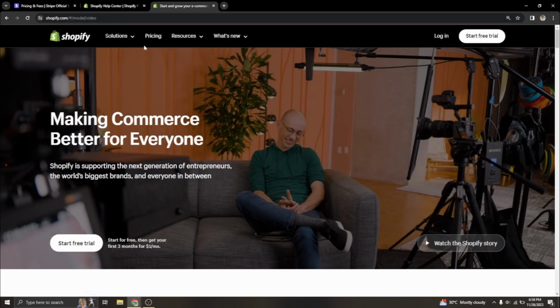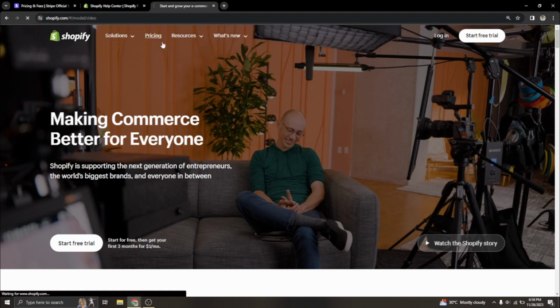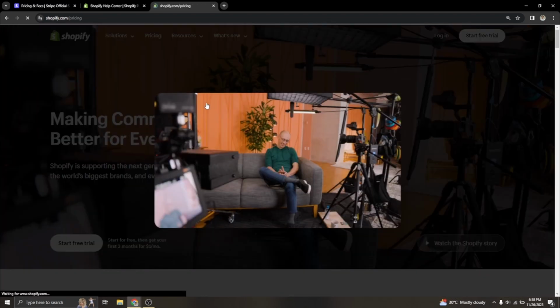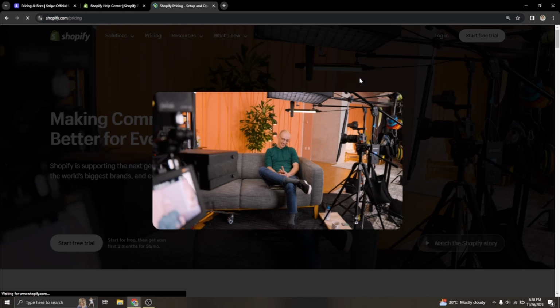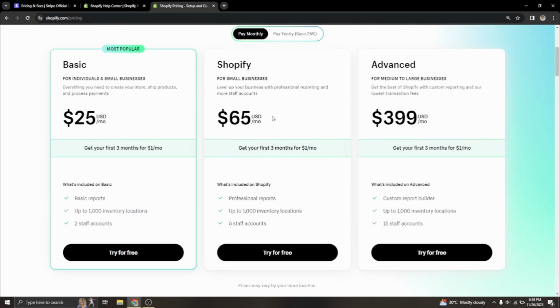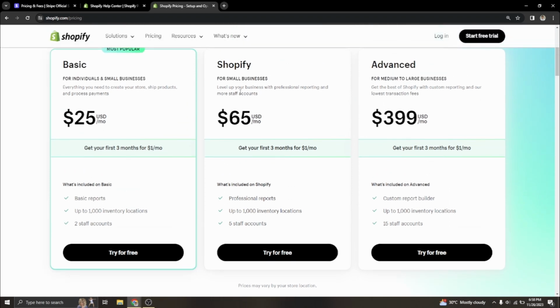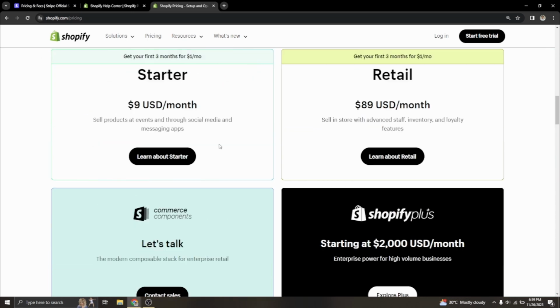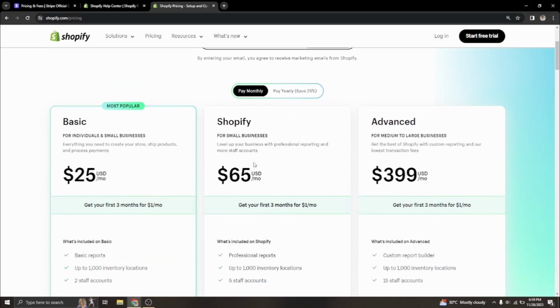When we talk about Shopify pricing, they have Shopify Lite and Shopify Basic, which is just $25 per month. Basic supports up to 1,000 locations and 2 staff accounts. You can also see here the Shopify plan, which is $65, and Advanced for $399.